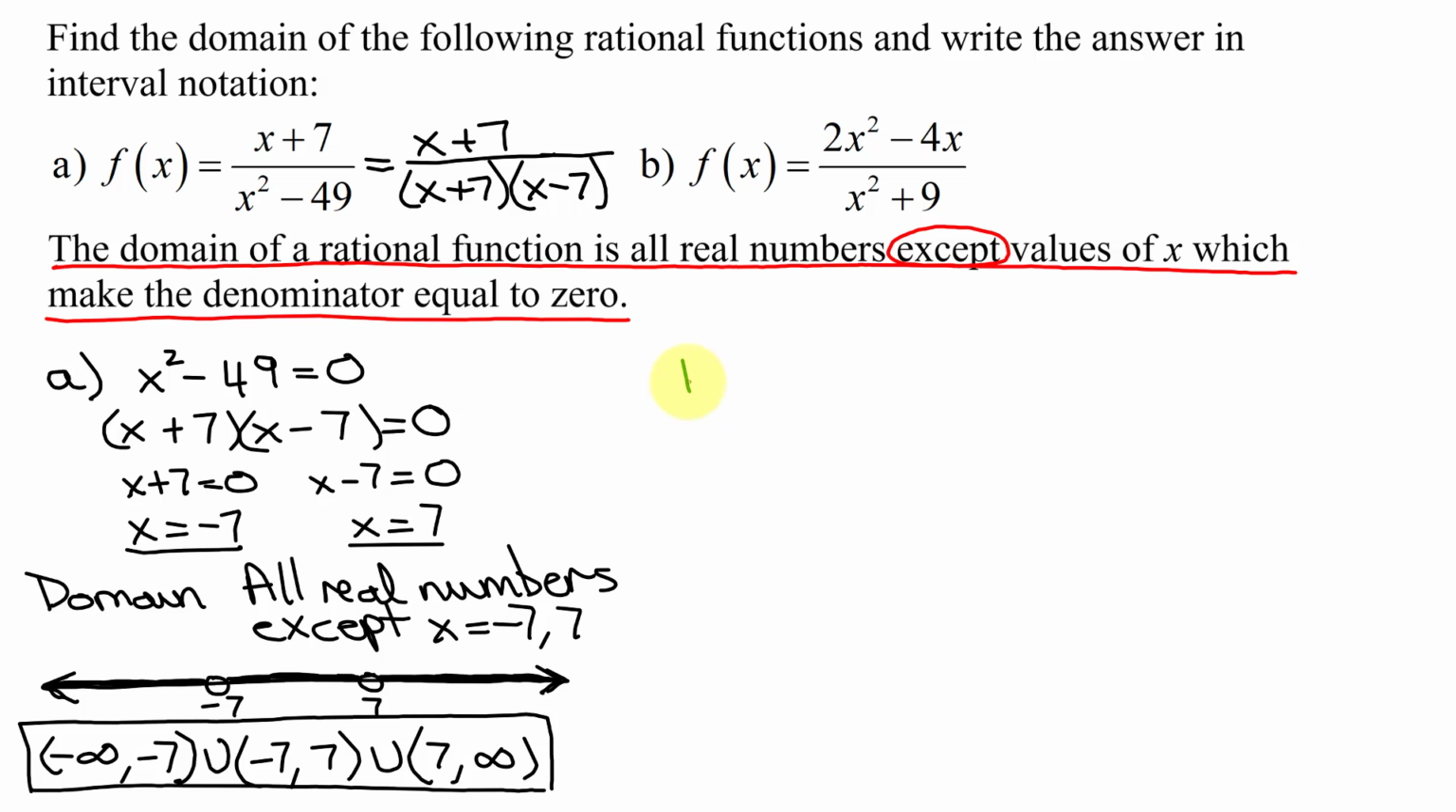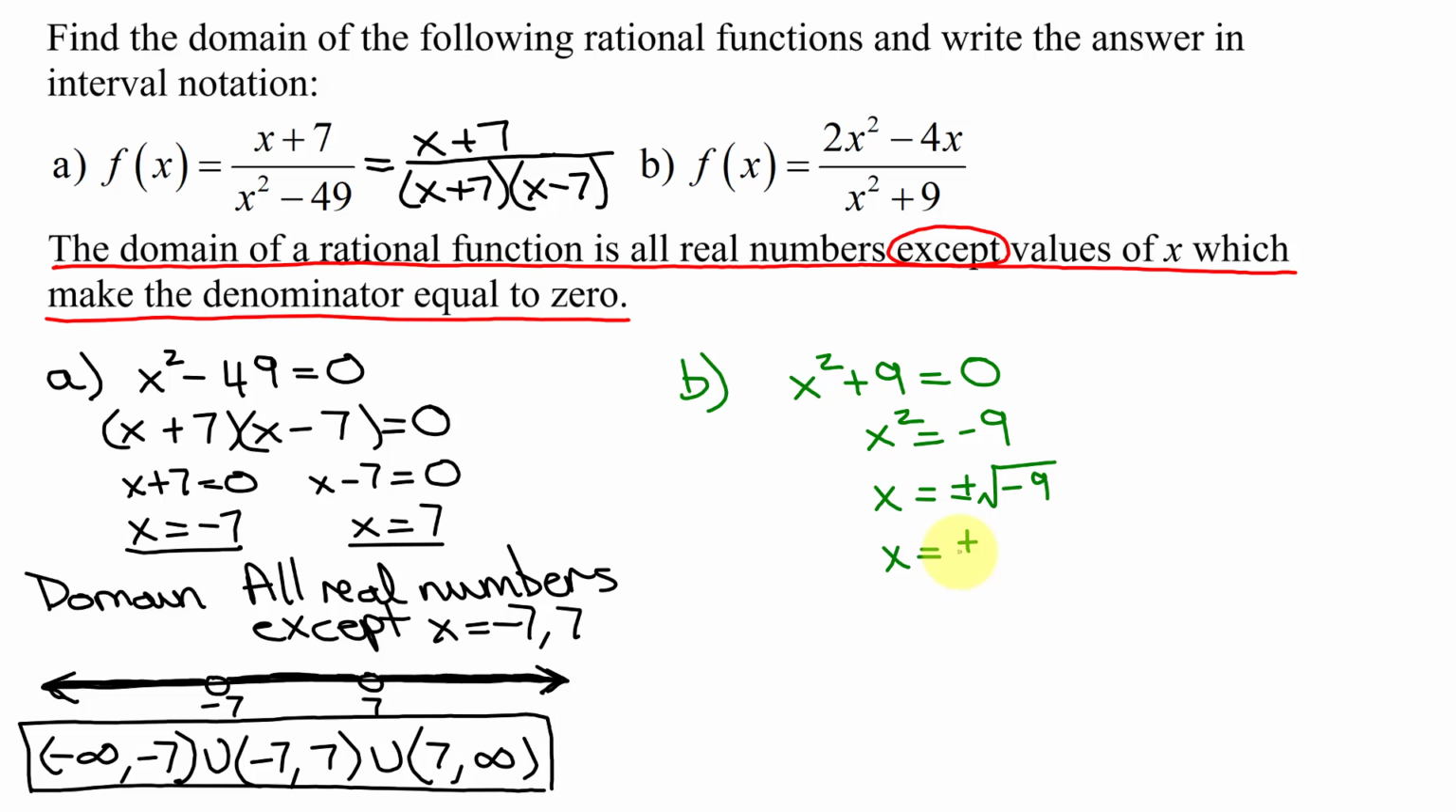Now looking at our second example, to find the numbers that we have to exclude from the domain, I set my denominator of x squared plus 9 equal to 0. This is the sum of two squares. It doesn't factor. So I'm going to subtract 9 from both sides, so I get x squared equals negative 9. Now I'm going to take the square root of both sides, so I get x equals plus or minus the square root of negative 9.